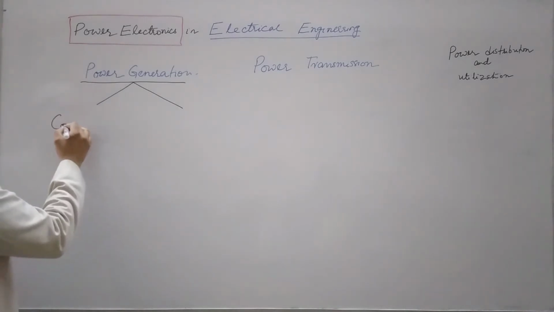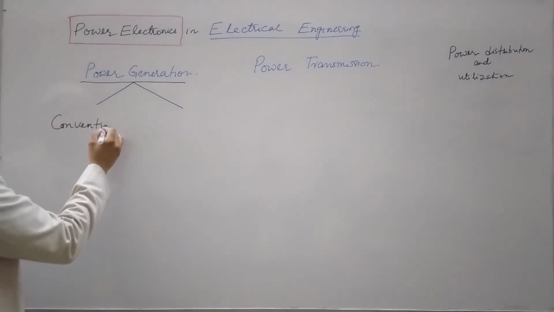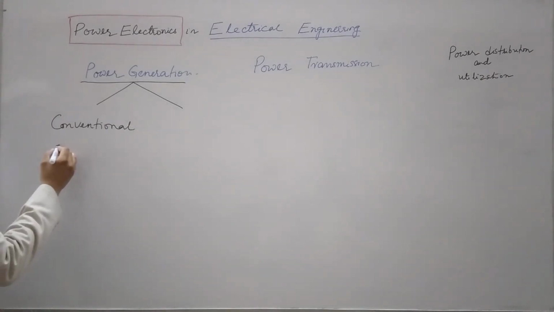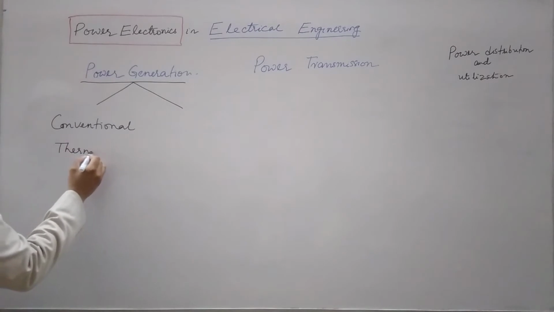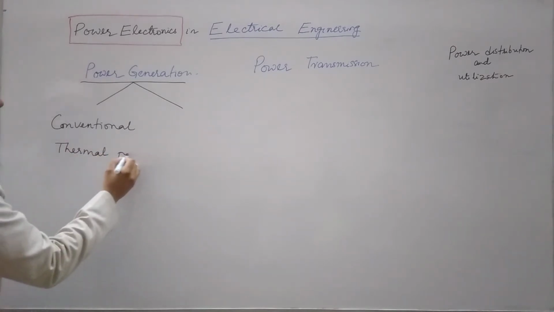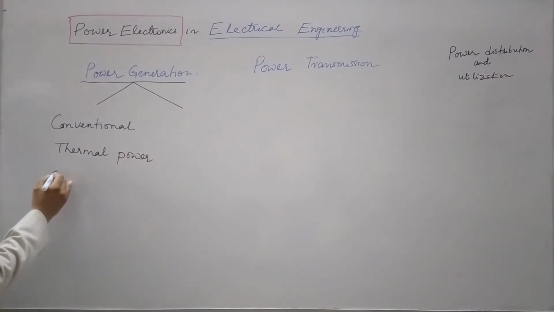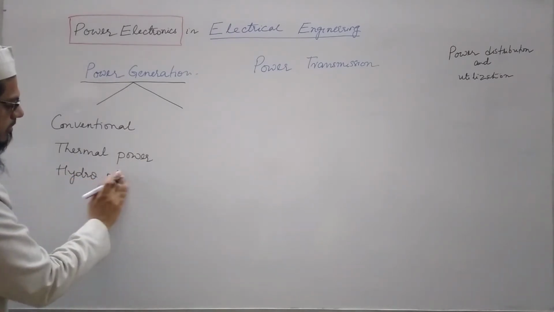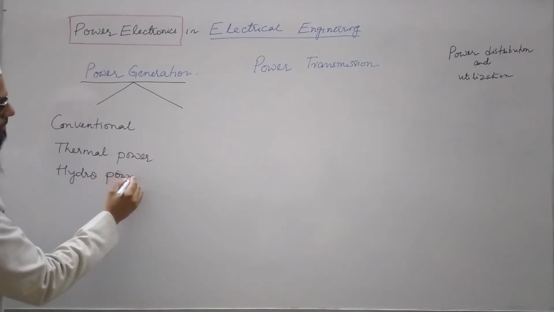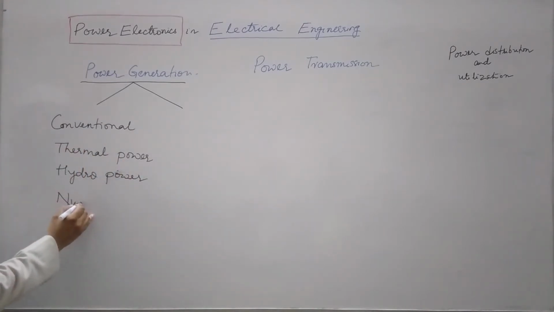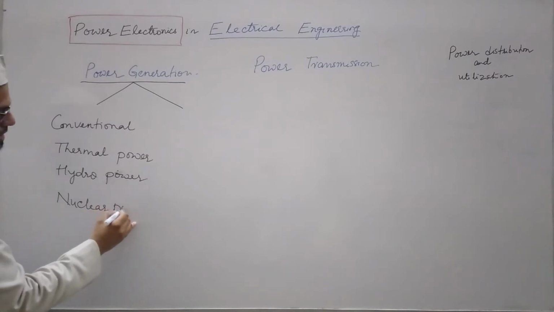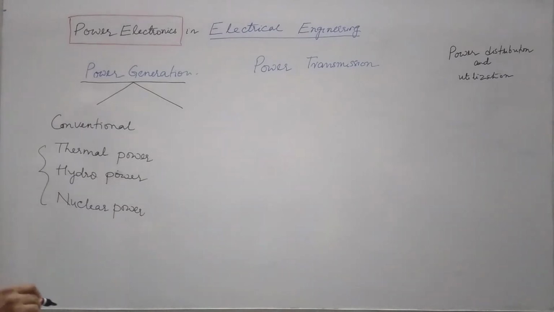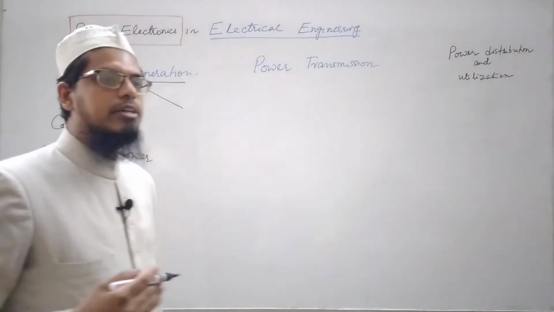One is the conventional way of generating power, and it includes thermal power plants, then hydropower plants, and nuclear power plants. So these are the conventional methods by which electrical power is generated.